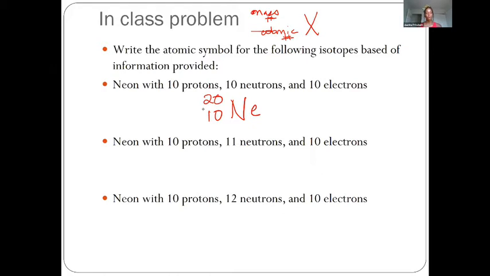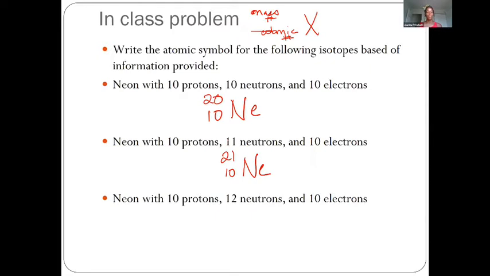For the next one, we have, again, neon, which still has an atomic number of 10, hence why we're not changing the element that we're talking about. But now the mass number is going to be a bit different from the first example. When we add 10 plus 11, we end up with 21 as the mass number.